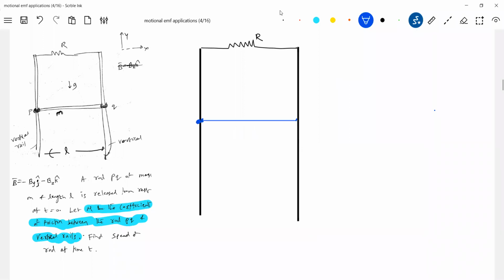There's a friction between the rail and the rod. So it is like this. So here at this particular point, it will offer a friction.